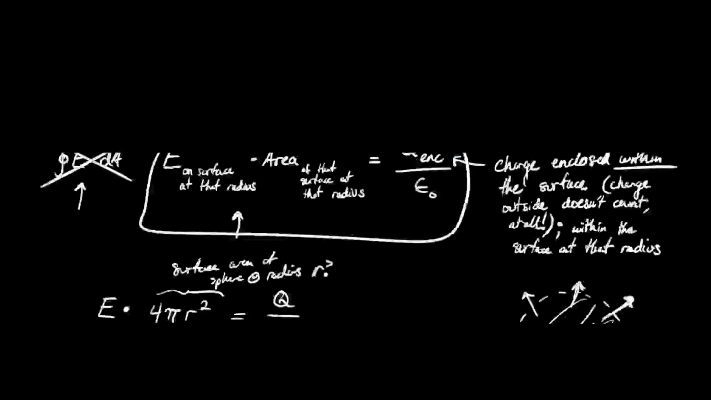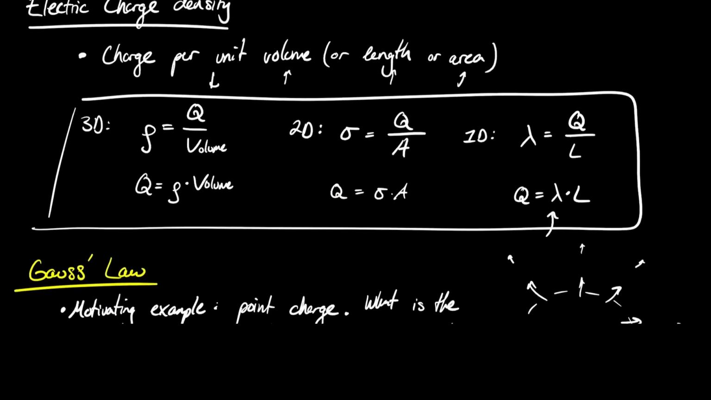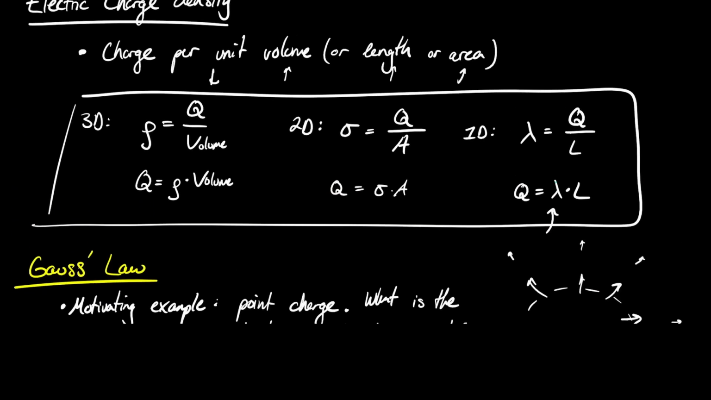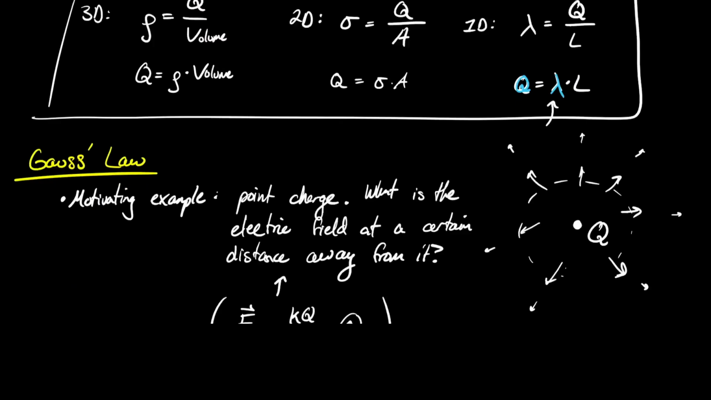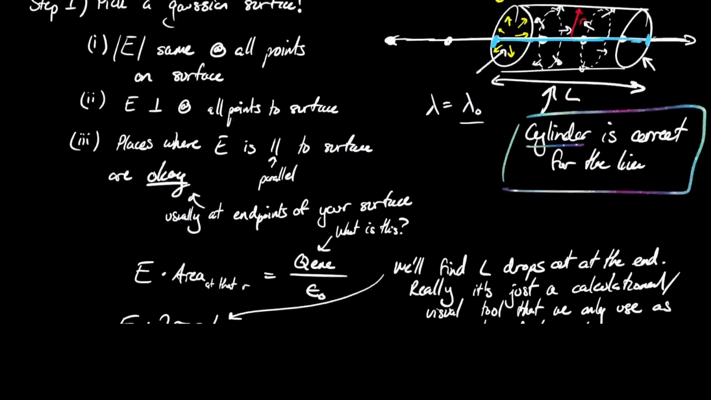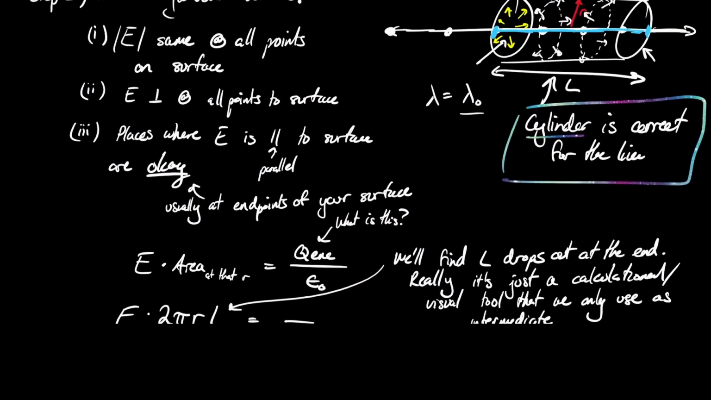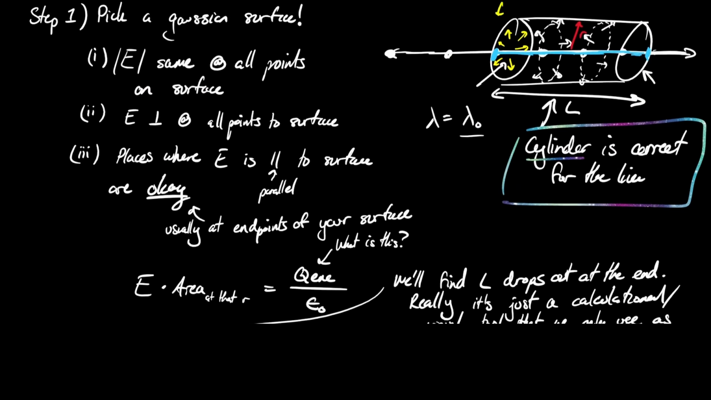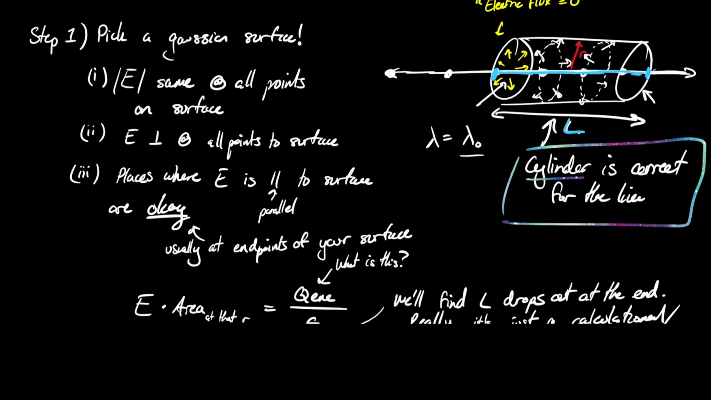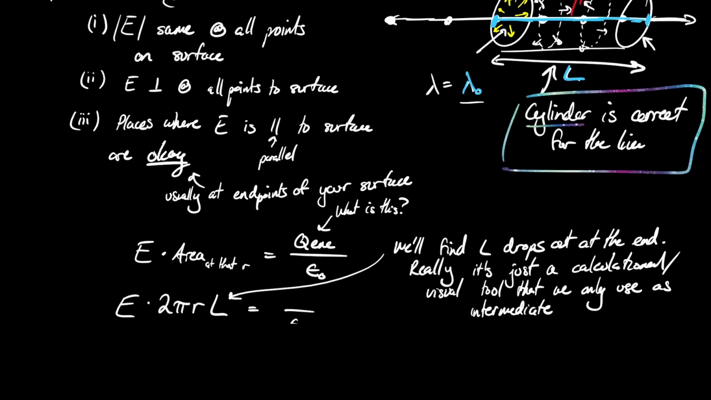We're going to use our relation up here for converting between charge density and the actual amount of charge in that length of the wire. So here we have a wire of length L and of density lambda 0. So the charge is going to be obtained by multiplying lambda 0 times L.